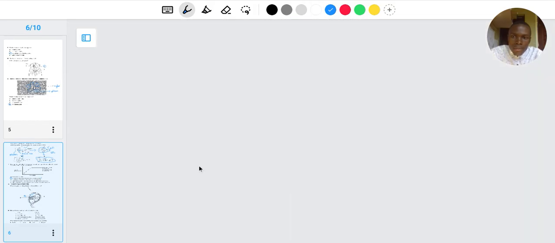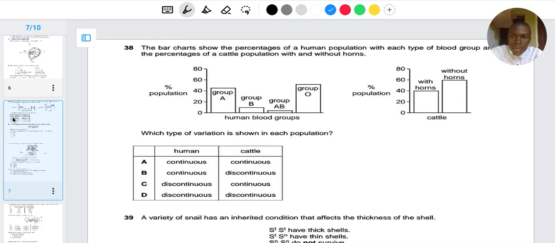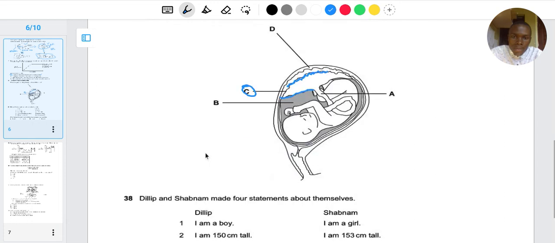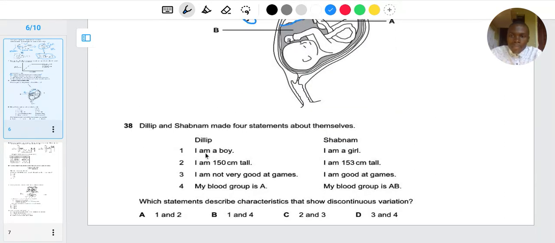So we also have the next question here. Let me just bring it back. Okay, so we have this question, which is saying Dilip and Shabnam made 4 statements about themselves. So we have: I'm a boy, I'm a girl; I'm 150 centimeters tall, I'm 153 centimeters tall; I'm not very good at games, I'm good at games; my blood group is A, my blood group is AB. So which statements describe characteristics that show discontinuous variation?